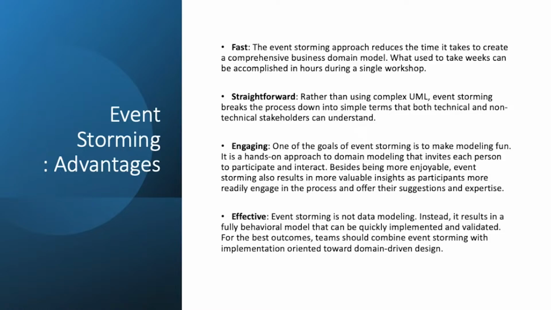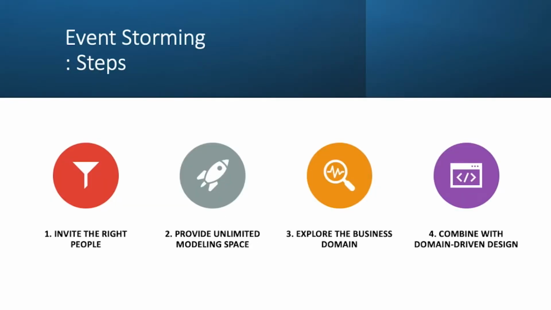And let's think about steps of event storming. As you can see here, briefly, there are 4 steps in event storming. The first is to invite the right people. Unlike traditional modeling processes that often rely on a small group or an individual developer to map out data, behavior, and objects, event storming depends on a larger group, at least 6 to 8 people, to workshop the domain model together. For event storming to be successful, you need the right people to participate.